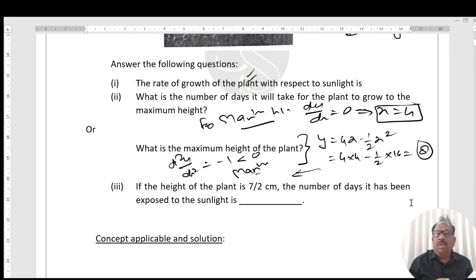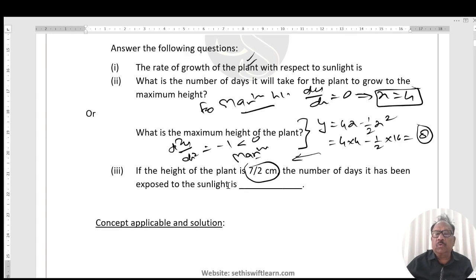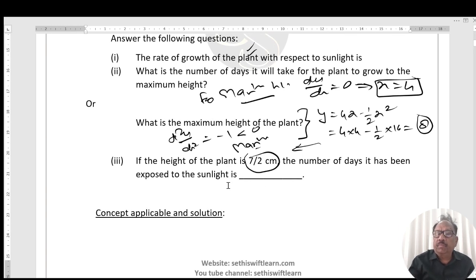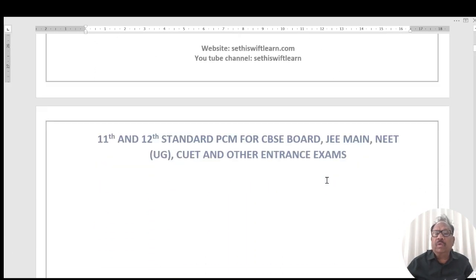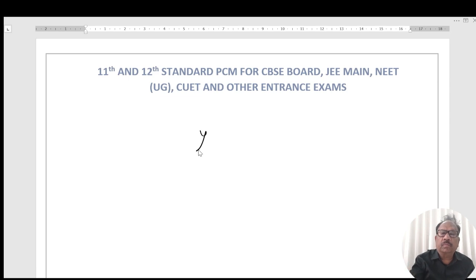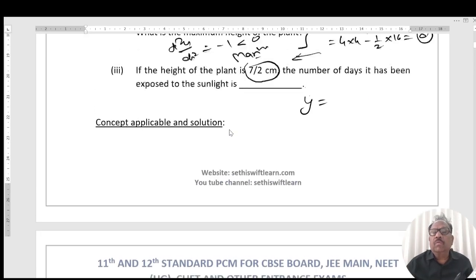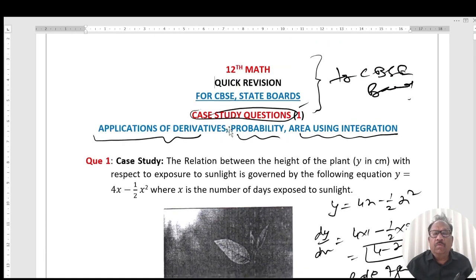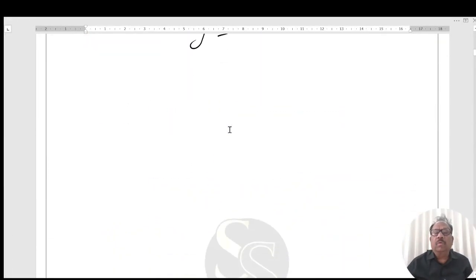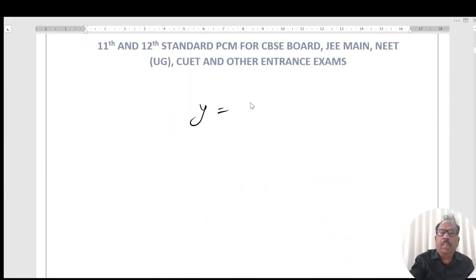Now, if the height of the plant is 7/2 centimeters, find the number of days it has been exposed to the sunlight. It is given to you, y = 4x - (1/2)x², and the height is 7/2.